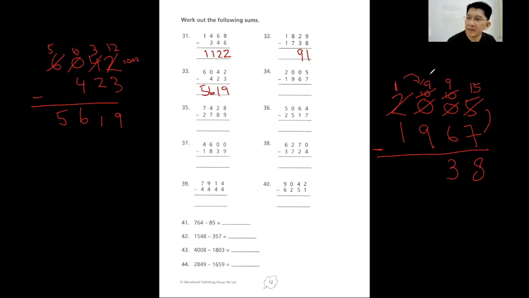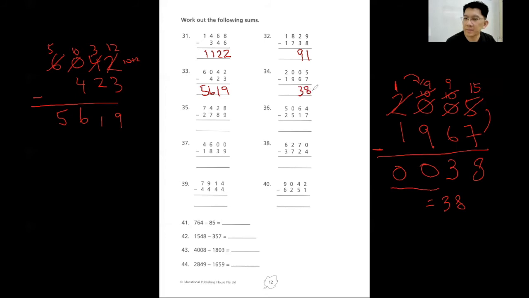Okay. Next group. 9 minus 9. 9 minus 9 is 0. 1 minus 1 is 0. Okay. Now, because they're all zeros in front, all we need to do is write 38. We can forget about the zeros in front. So the answer to number 34 is 38.